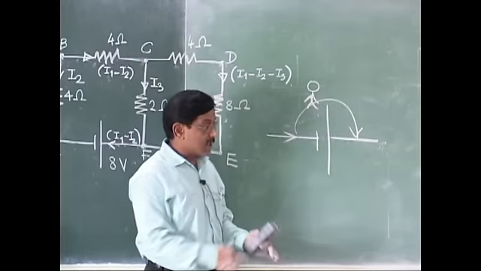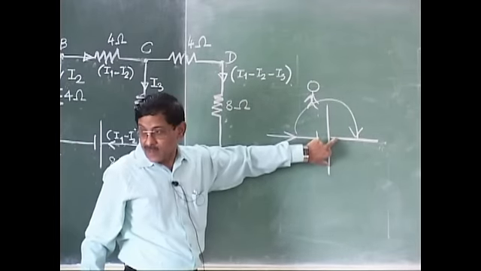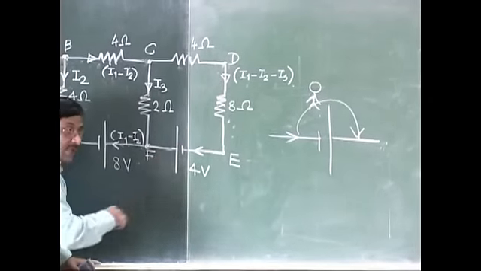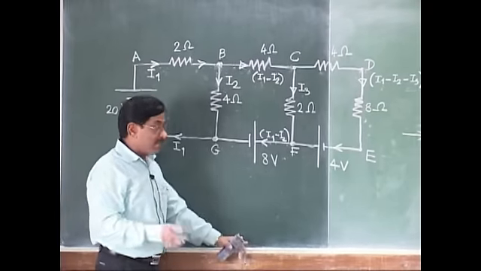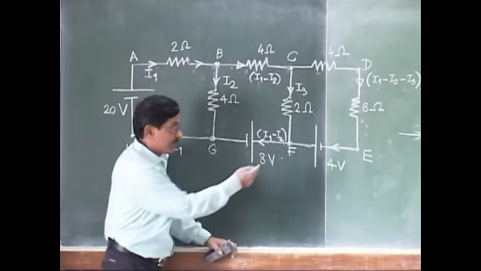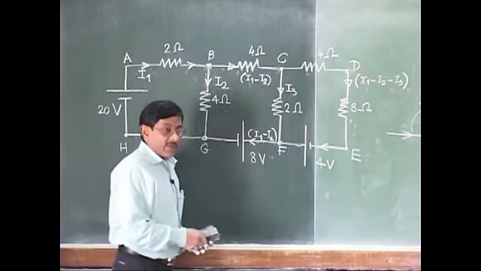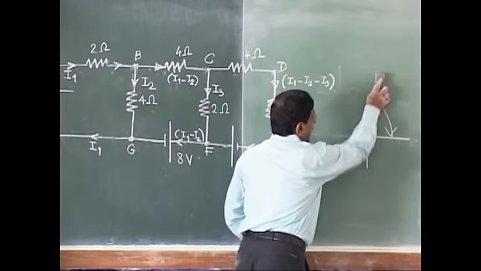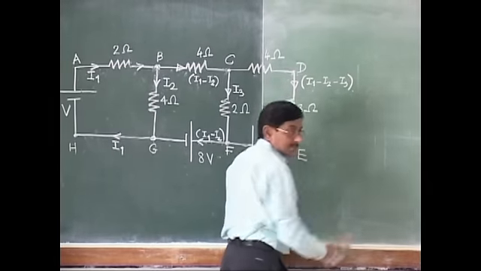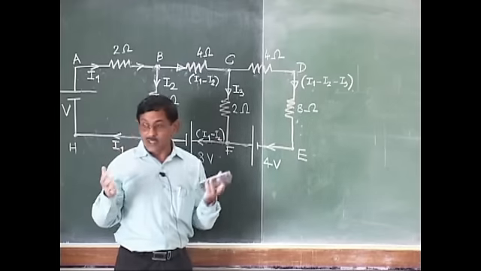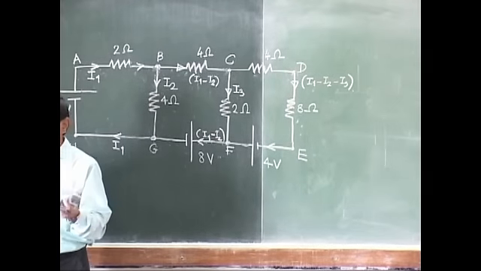Rise, because this is a higher potential plane. So for a battery, jumping from negative to positive will increase the voltage, or jumping from positive to negative in this direction will drop the voltage. So Kirchhoff has said that in any closed loop in such a circuit, the sum of all the potential rises must be equal to the sum of all the potential drops.